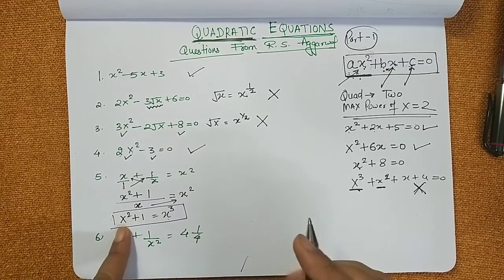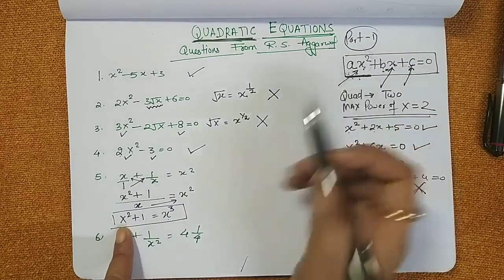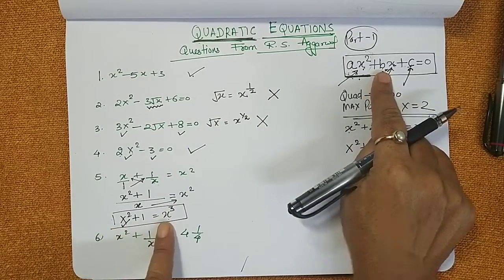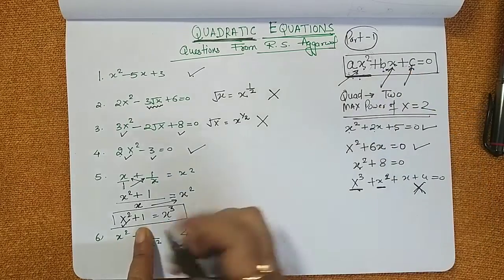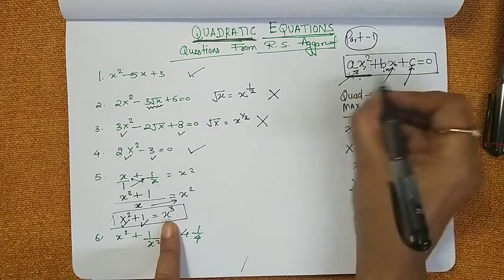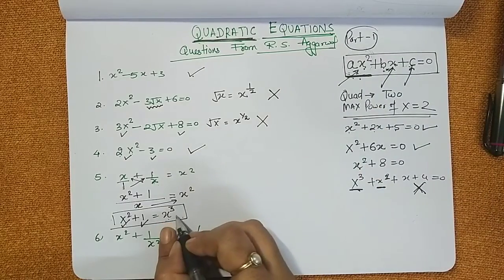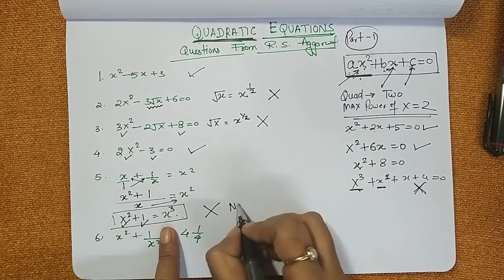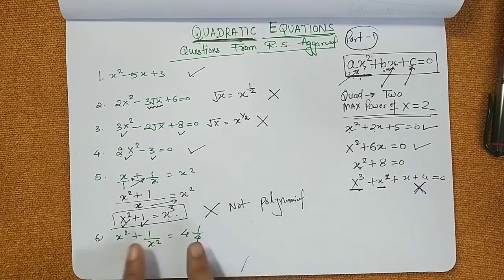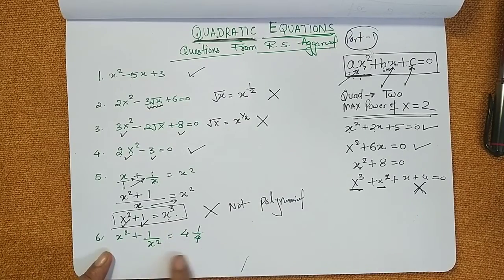You see x square, which is matching with ax square. Yes, it is there. Bx, any x term is there? No, it's fine. C, any constant term is there? Yes. What is this doing? This is an extra term which we are not even expecting. So because of this term, it is not a polynomial.